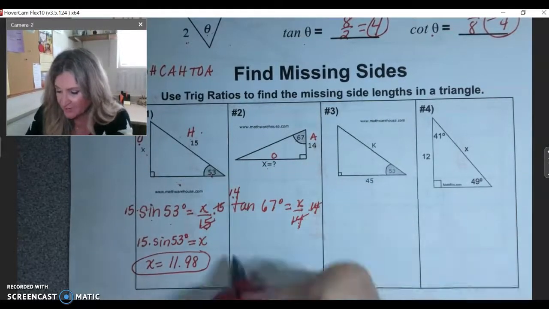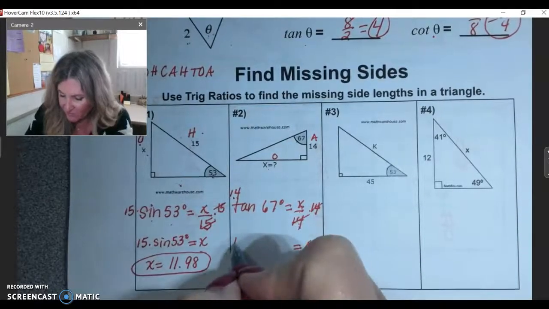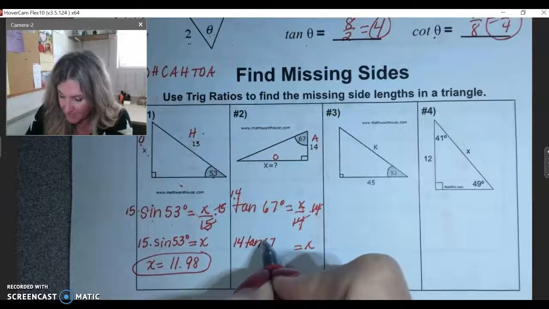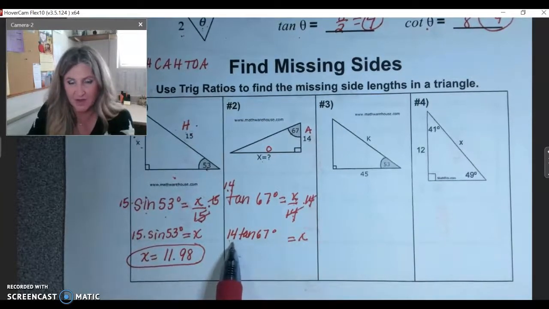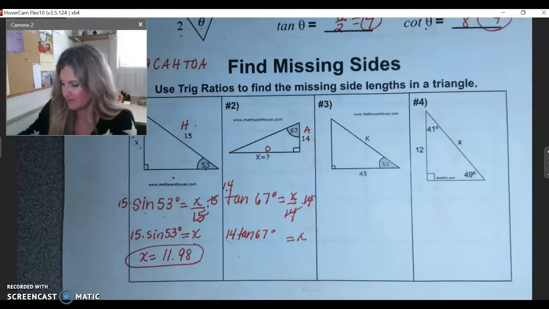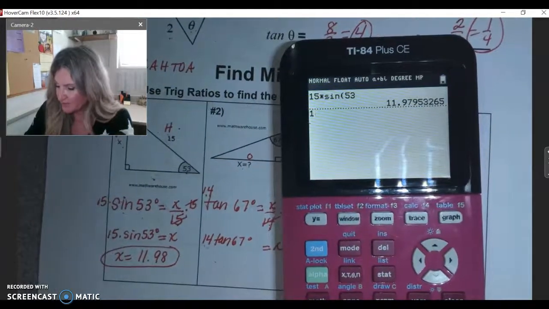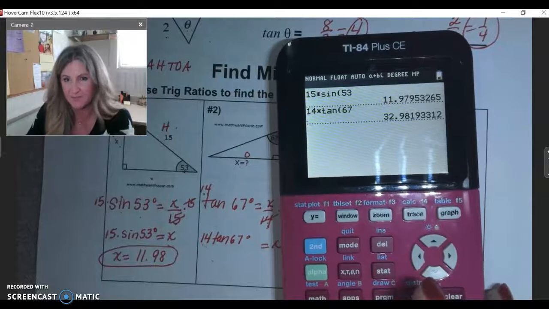These are going to cancel, and so I'm just going to be left with x equals 14 times the tangent of 67. Now, you have to make sure that that number goes in front. You don't want to do 67 times the 14. The 14 wants to be in front. So if I want to do it on my calculator, I do 14 times the tangent of 67. And I get this answer.